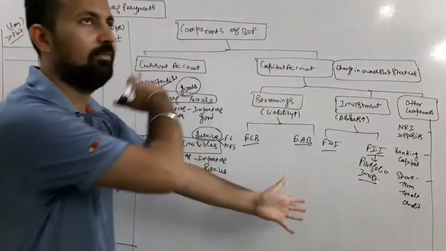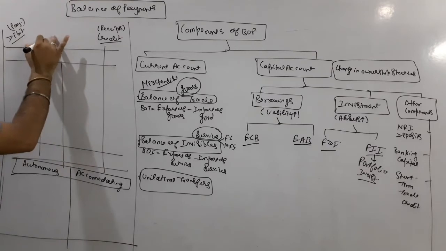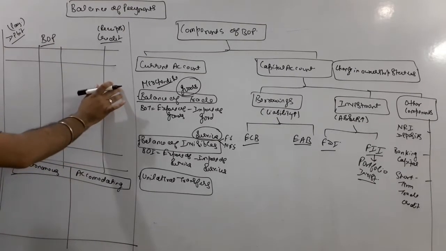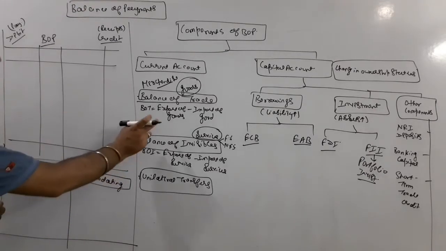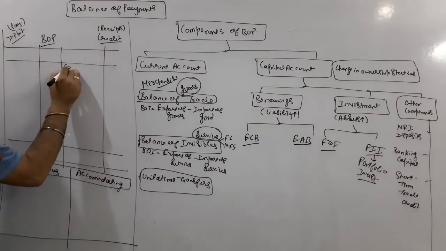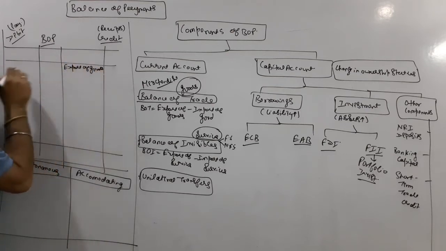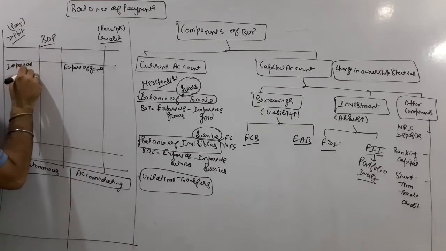So we are going back to the first stage, that is the BOP statement. BOP is a statement of accounts that shows economic transactions of a country with the rest of the world. So it has two sides, one is the debit side, one is the credit side. Now we need to show the different situations. Export of goods comes under the head credit side. Import of goods comes under the head debit side because payment is going.